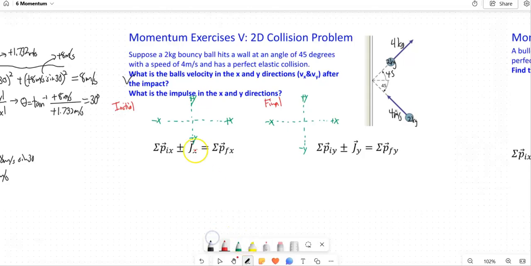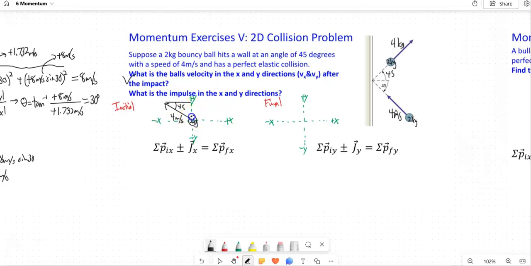Okay, well, the ball initially, it's a 2 kilogram ball. It's initially moving up and to the left, and they're giving that angle right here of 45 degrees. And the speed is 4 meters per second.